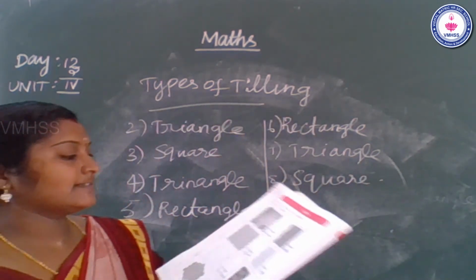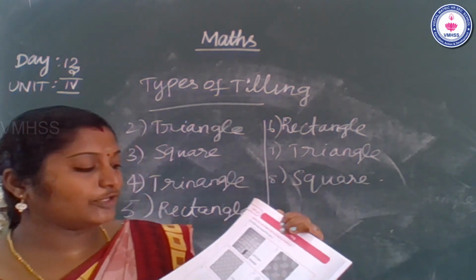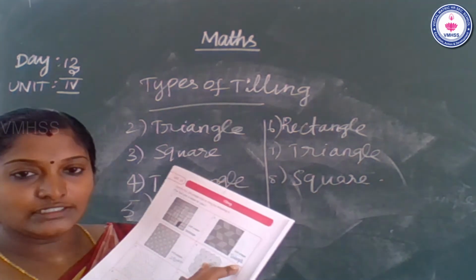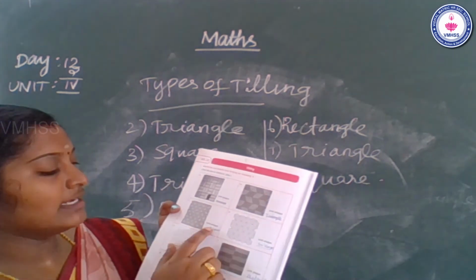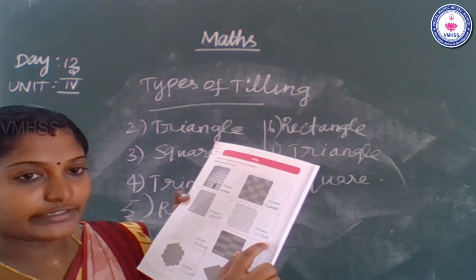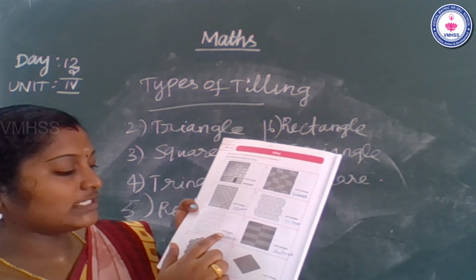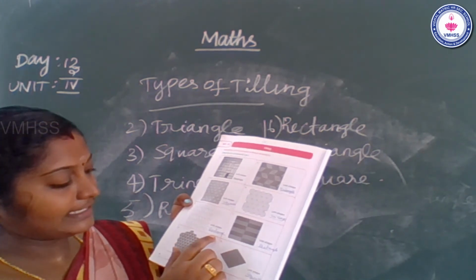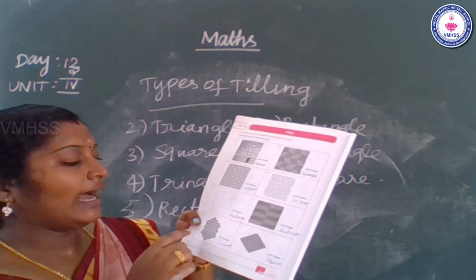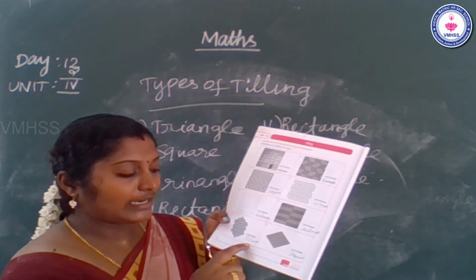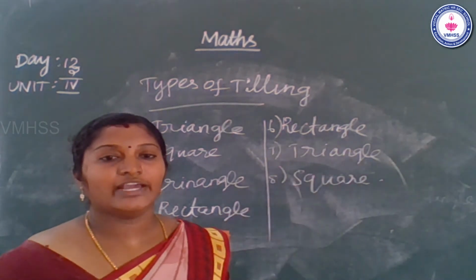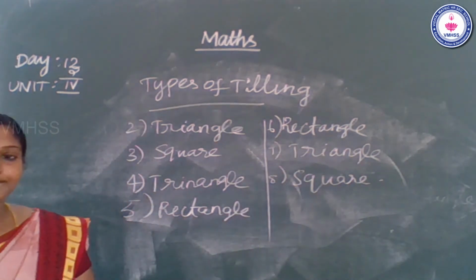Okay, students. First, A: this is the unit shape rectangle. Second one, unit shape triangle. Third one, C, unit shape square. D, unit shape triangle. E, unit shape rectangle. Next one, unit shape rectangle, G unit shape triangle, and H unit shape square. Okay, students, write fast.